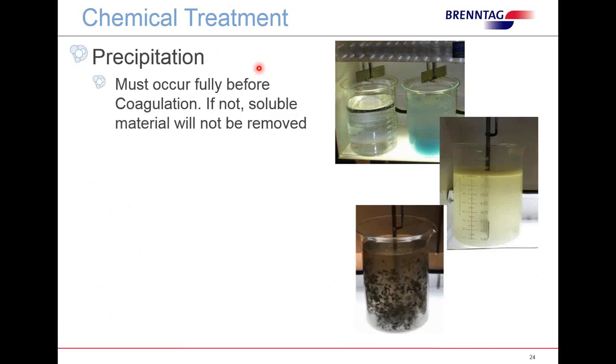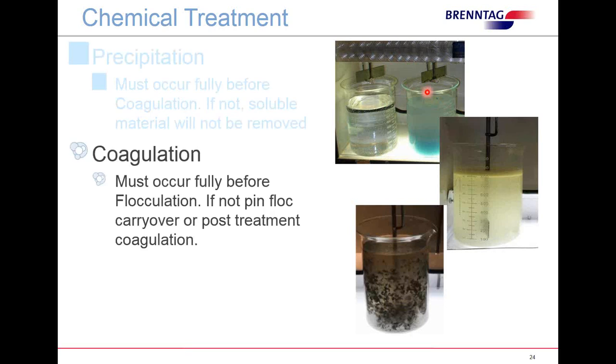Precipitation must occur fully before coagulation. If not, none of the soluble material will then be able to be taken out through a DAF unit. So precipitation must occur fully before the coagulation step. Moving further, coagulation must fully occur before flocculation.